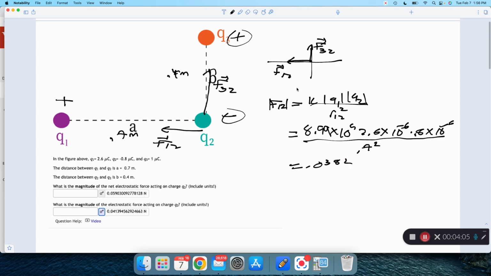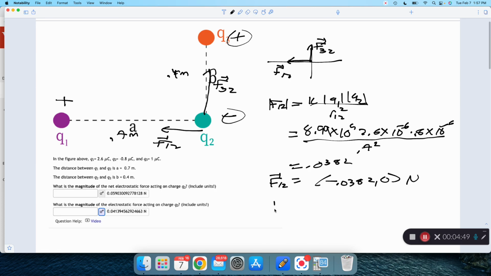Okay, that's the magnitude. I can look at the picture and see that that entire force is all in the x direction. There's no y component to this force right here. So as a vector, F12 will be negative 0.0382, comma, 0. And that's measured in newtons. Negative because it's pointing to the left. I've got to put in that negative myself by looking at the picture. Why is it negative? Because these are opposite charges, and 2 here is attracted to 1. It wants to go to the left.